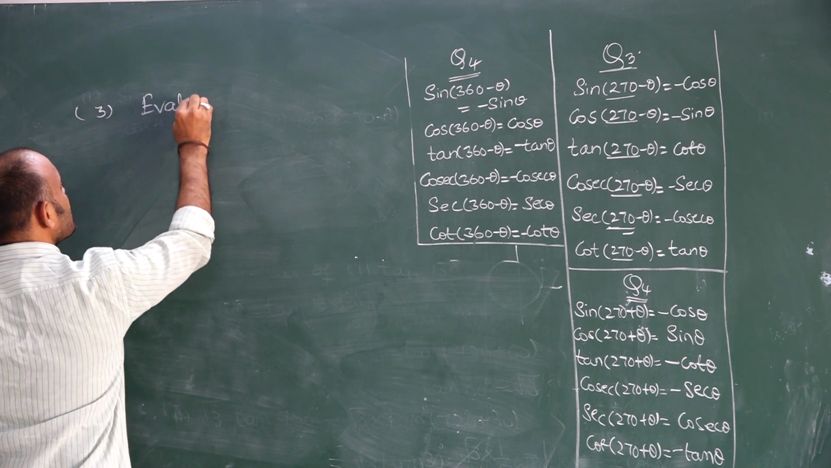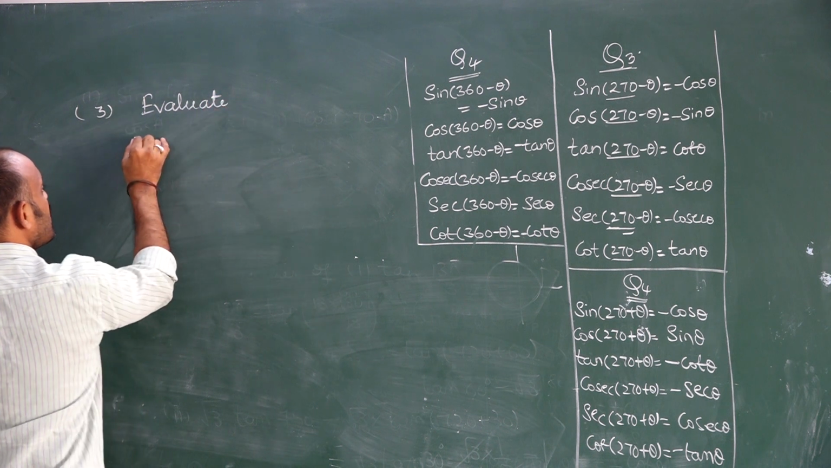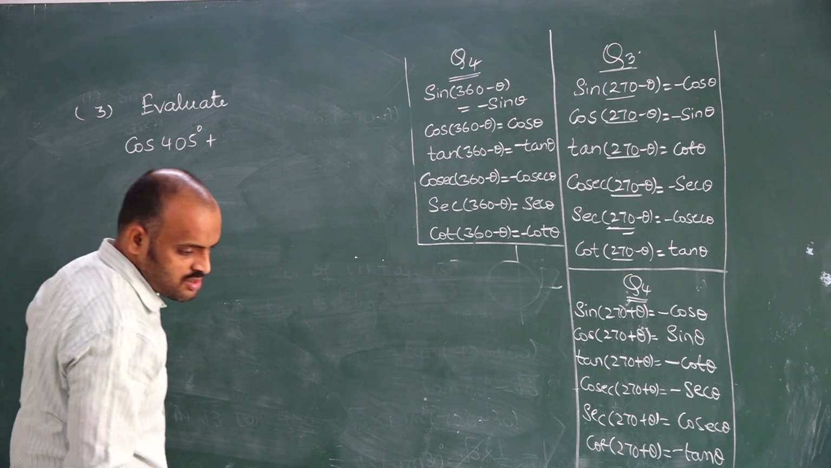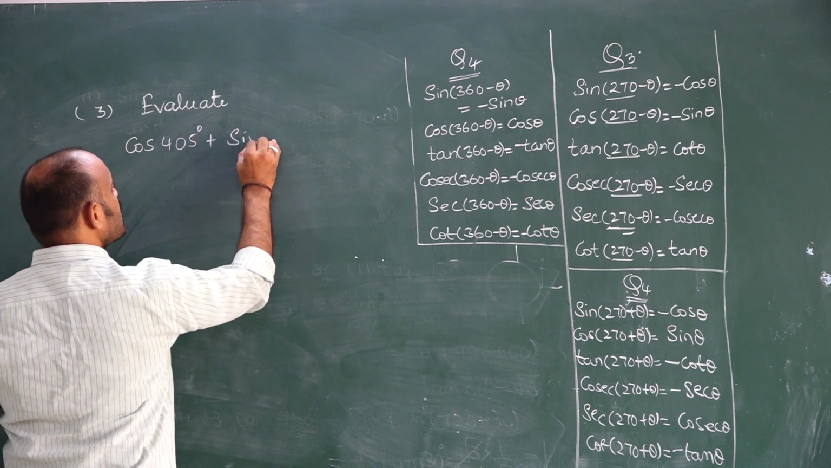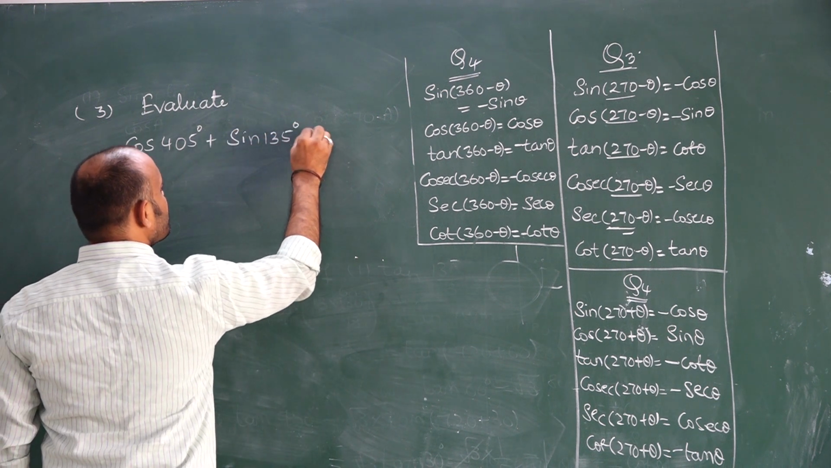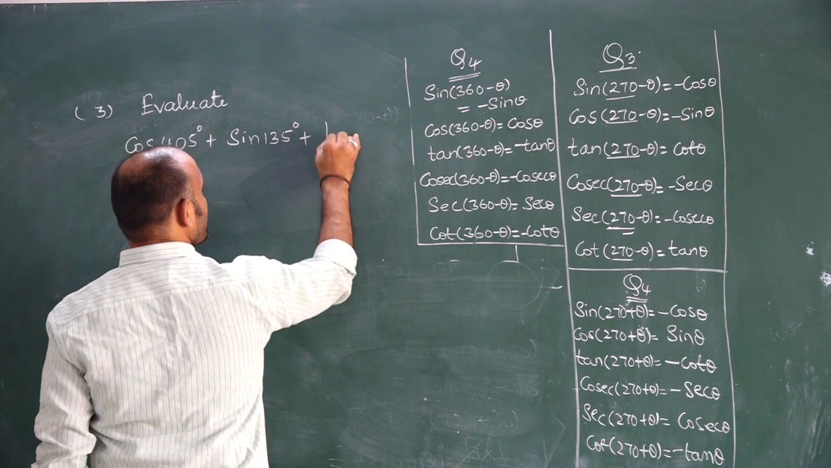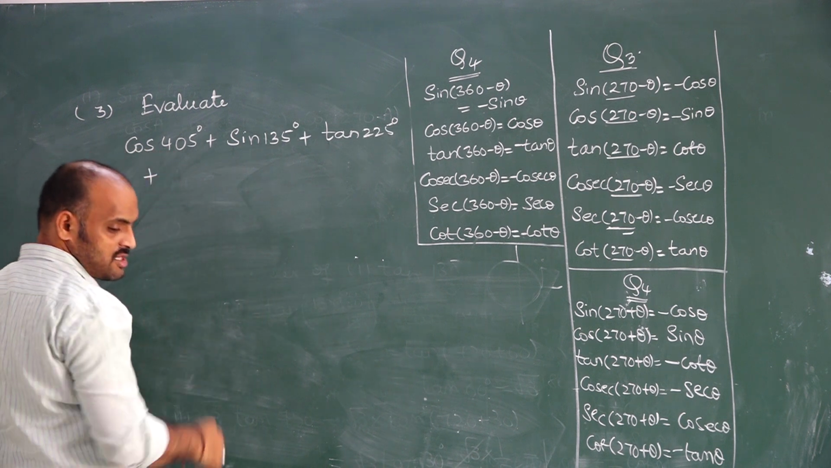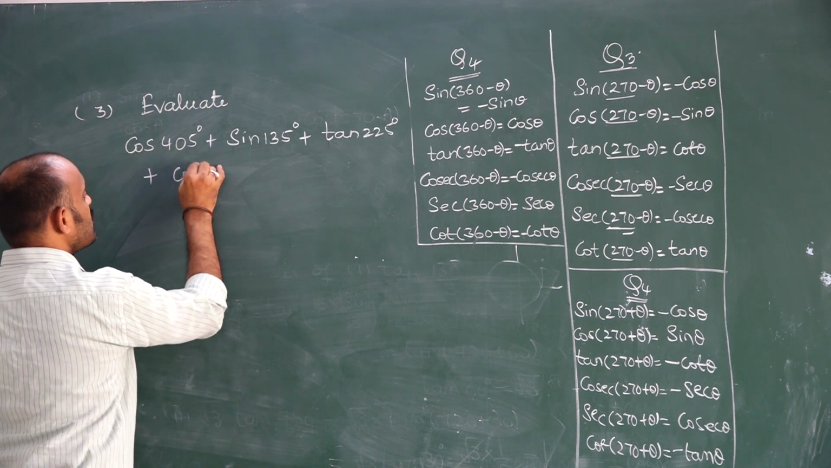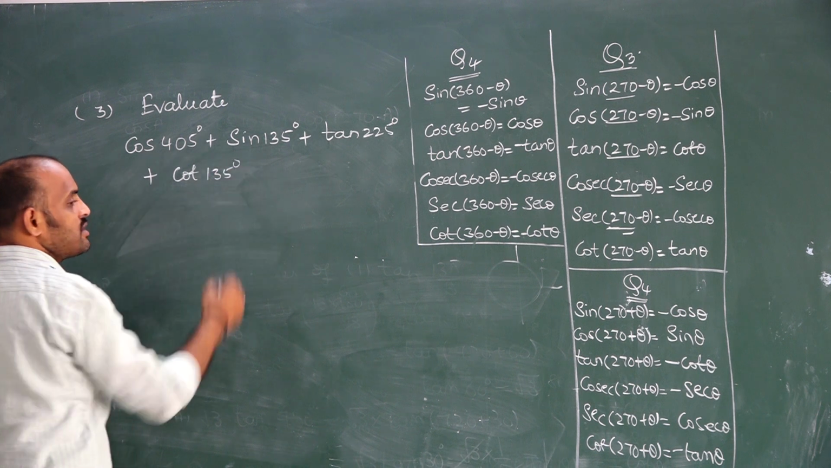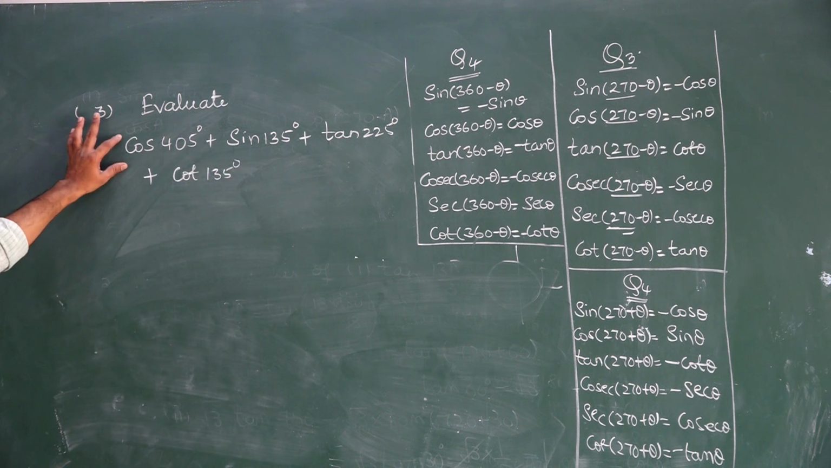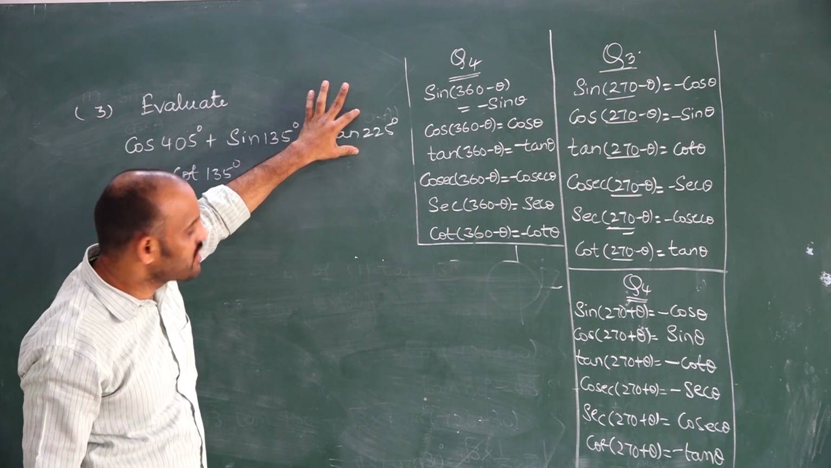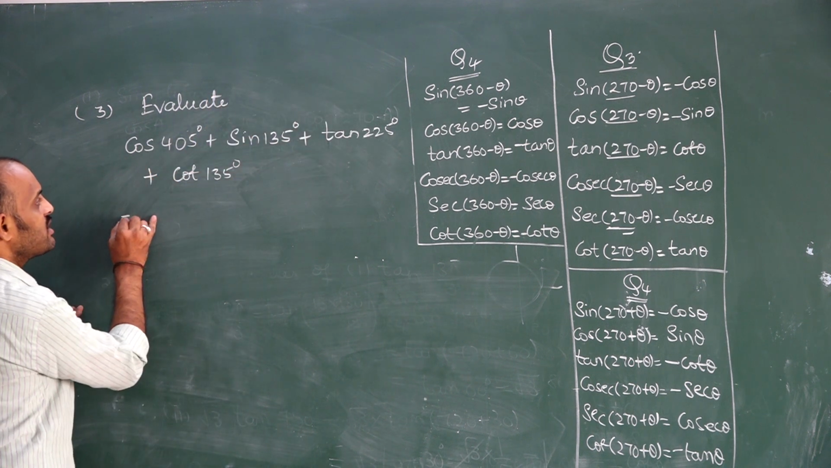Evaluate cos 405 degrees plus sin 135 degrees plus tan 225 degrees plus cot 135 degrees. Evaluate cos 405 degrees plus sin 135 degrees plus tan 225 degrees plus cot 135 degrees.